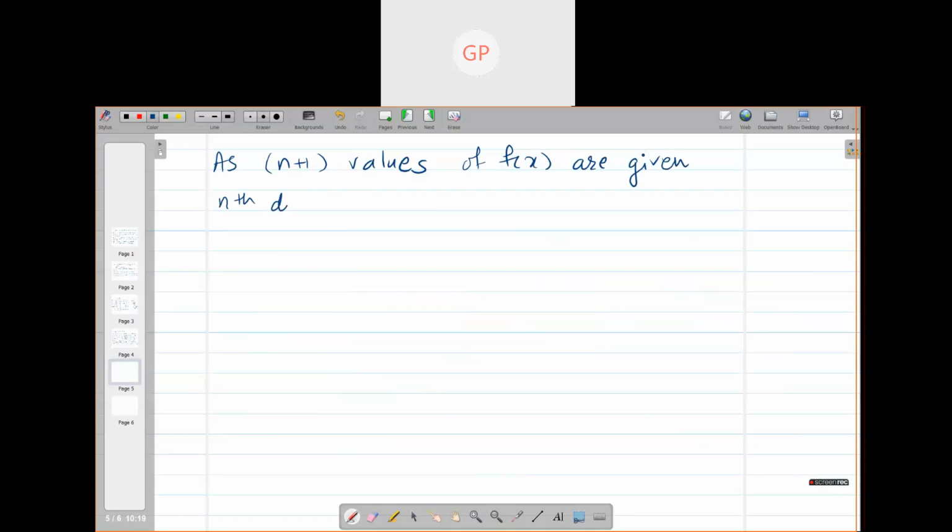Next, as n plus 1 values of f(x) are given, nth differences are constant, right? Yes or no? ये फंडामेंटल थियरम हमने देखा था ना? Yes, ma'am. Constant and n plus 1th differences are 0.